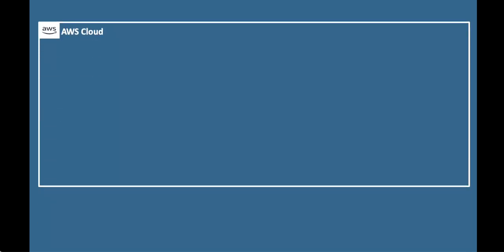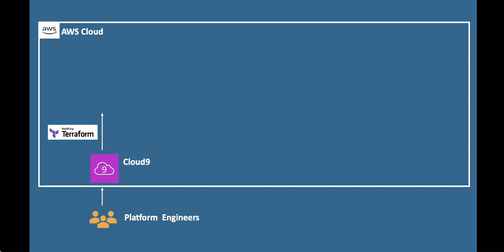So let us say we are deploying this in the AWS cloud, and the persona that we are referring to here is the platform or the DevOps engineers. Typically, they can use their own IDE for developing the code. I'm using Cloud9 in this case, and they will have some Terraform templates to build this pipeline, right? Now, the pipeline looks like this.